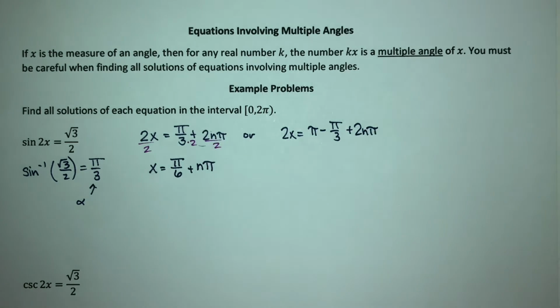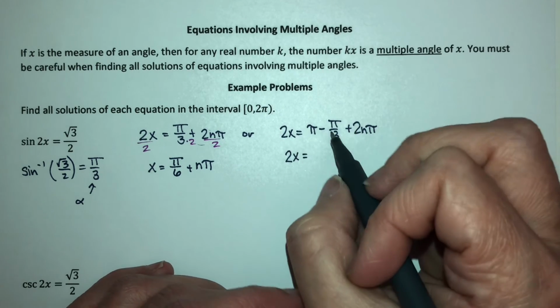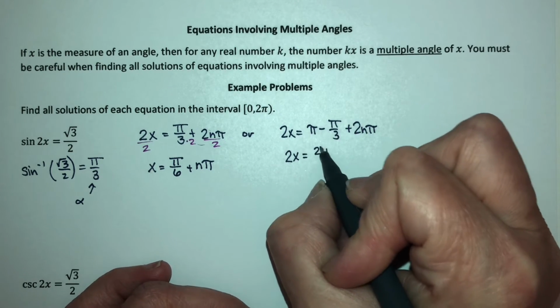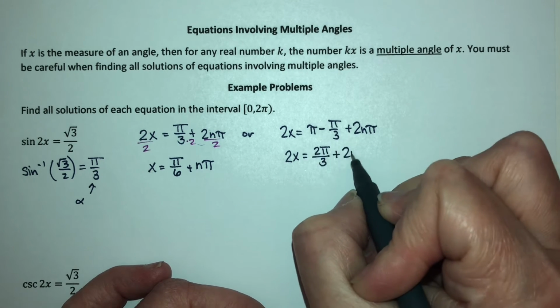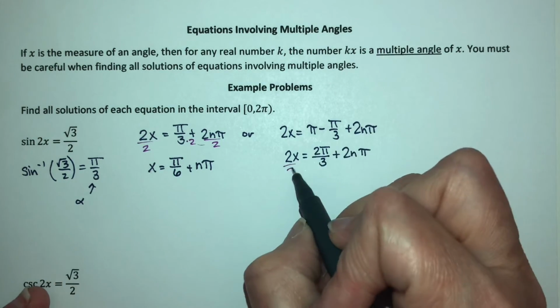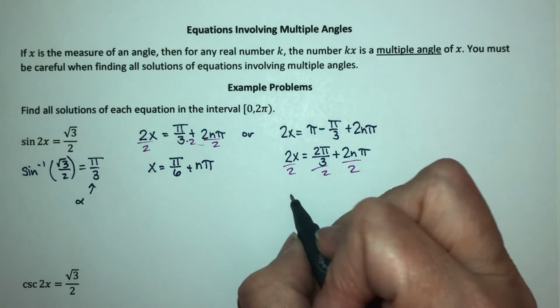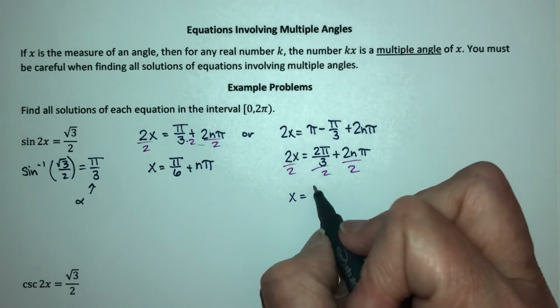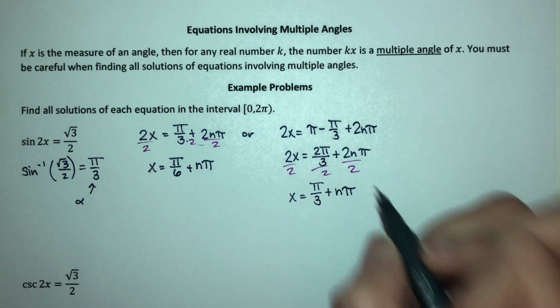That 2 gets changed. Okay, here, do your arithmetic. I have 2x is equal to, that's going to be 2 pi over 3 plus 2n pi. And now if we divide everything by a 2, we have x is equal to, that's going to be pi over 3 plus n pi.